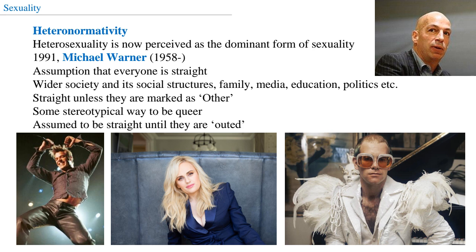So I'm going to firstly talk about this term heteronormativity. This term is used to describe the ways in which heterosexuality is perceived as the dominant form of sexuality. United States academic Michael Warner popularized the term in 1991. Underlying heteronormativity is an assumption that everyone is straight. This assumption exists within wider society and its social structures, such as in the family, media, education, politics. Moreover, it is not just an assumption that everyone is straight.